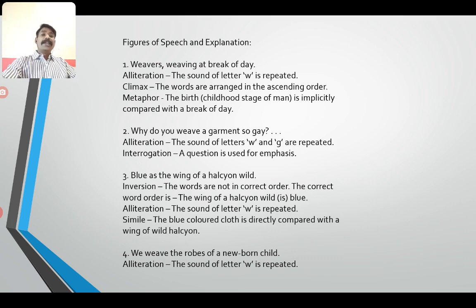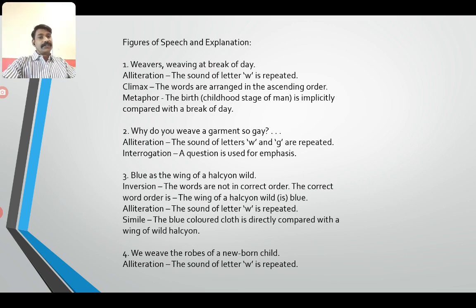Second line: "Why do you view a garment so gay?" Once again, alliteration, because the sound of the letters W and G are repeated: garment and gay, both with G. Both sounds and words are repeated in the same line. That's why it is alliteration. Interrogation, because the line ends with a question mark. Obviously, no question about it.